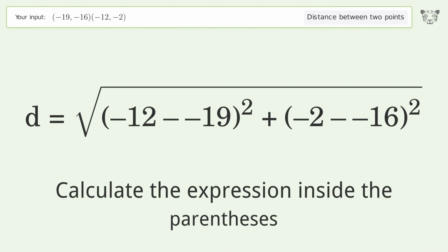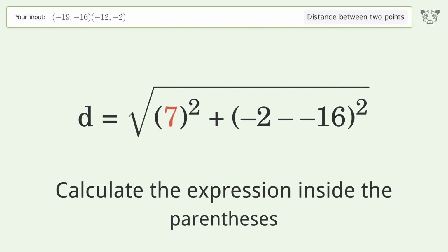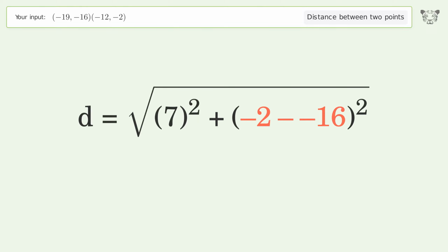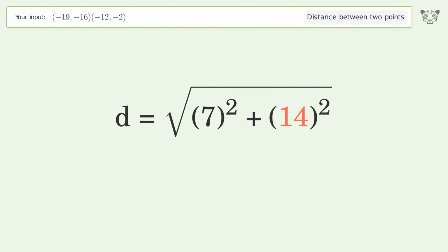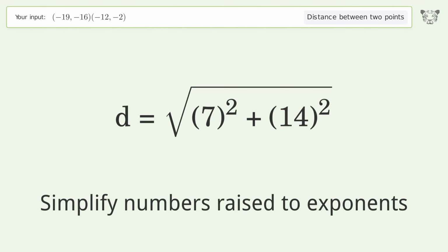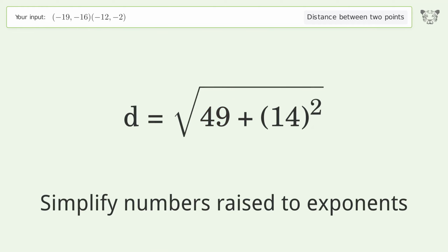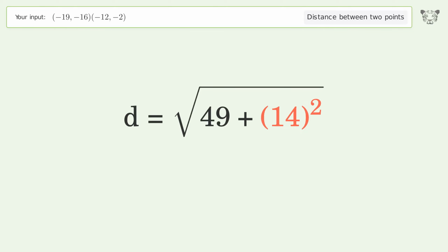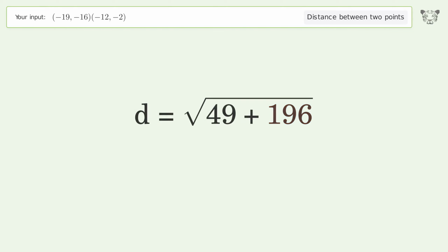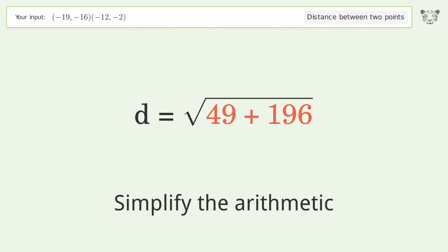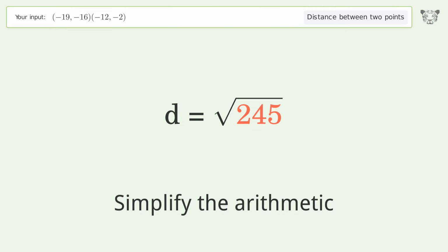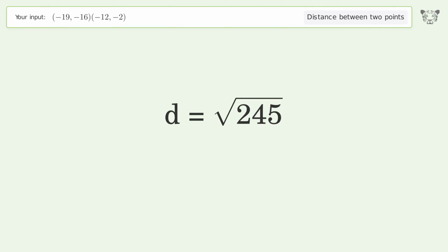Calculate the expression inside the parentheses. Simplify numbers raised to exponents. Simplify the arithmetic. And so the distance between the 2 points is the square root of 245, or 15.652.